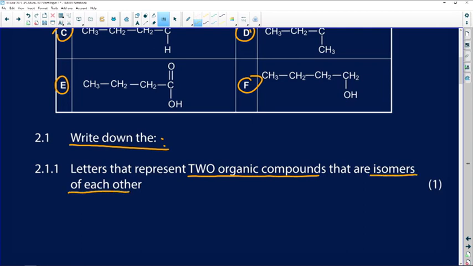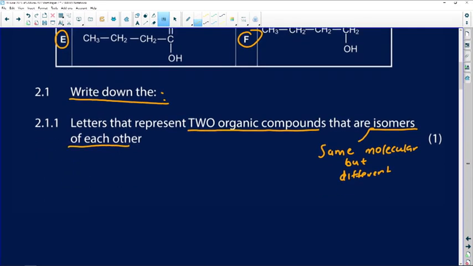of each other. So we look at isomers now. It must have the same molecular formula, but different structural formula. Structural formula. So we do have different structural formula.